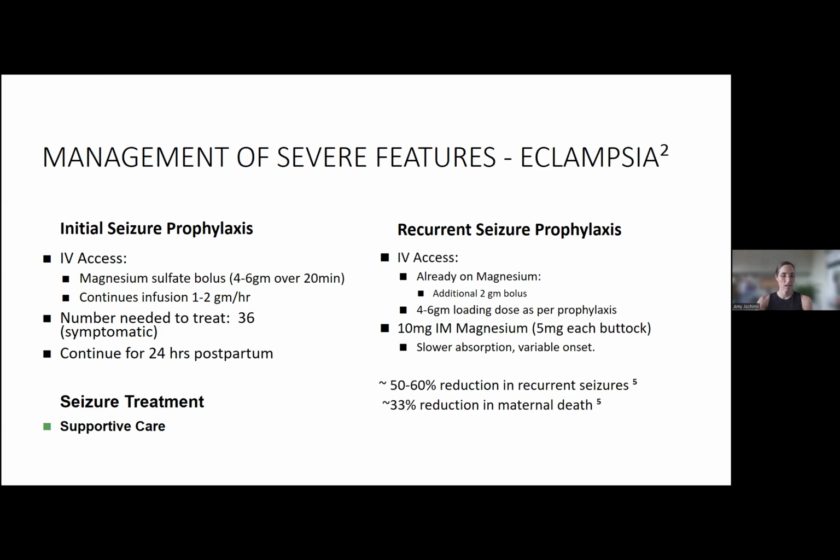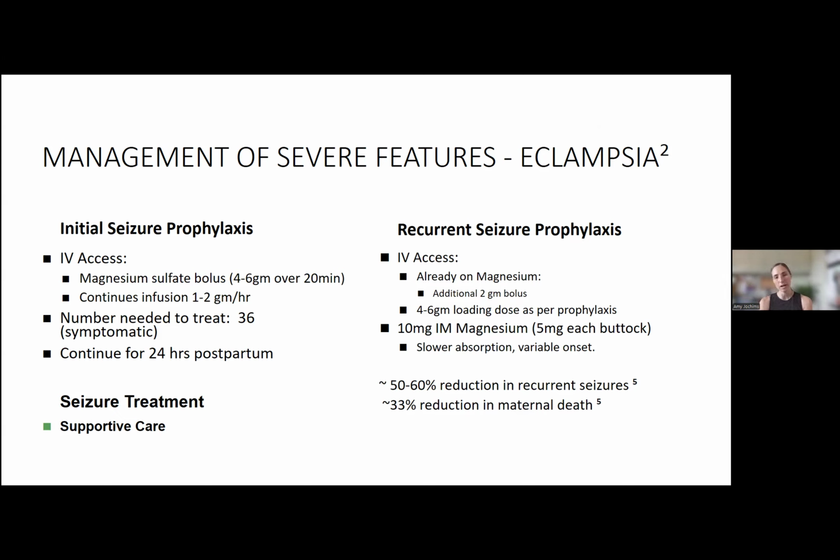Seizure treatment, supportive care. So when you treat the actual seizure that's occurring with eclampsia, it's really just about making sure mom's getting oxygen, managing her airway, and essentially a baby in utero is struggling as much as mom is. So you really prioritize mom's care. The goal is to resuscitate mom and then proceed with delivery as appropriate, depending on how mom and baby are doing after that. Recurrent seizure prophylaxis.